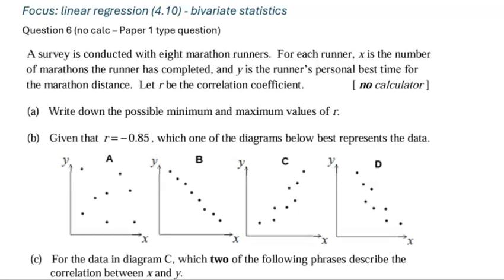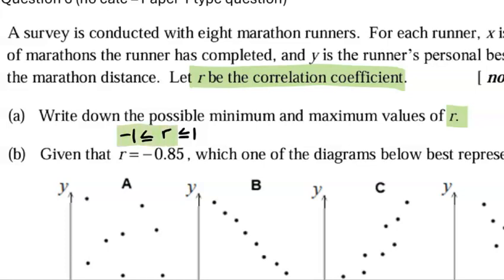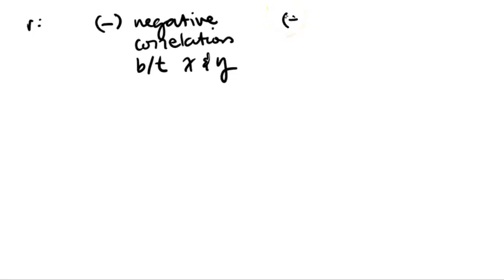And this first question has actually nothing to do with this particular case because the minimum and maximum values of the correlation coefficient are always going to be the same. The R value is going to be equal to or greater than -1 and less than or equal to +1. If you have a negative R value, so that's the correlation coefficient, it means that there is a negative correlation between your X and Y values. Whereas if it's positive, of course, it's a positive correlation.